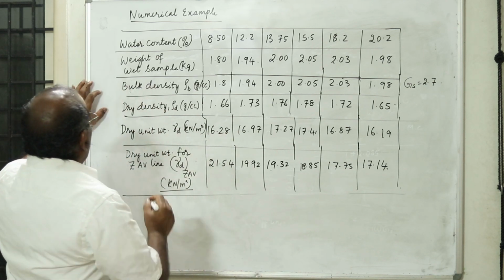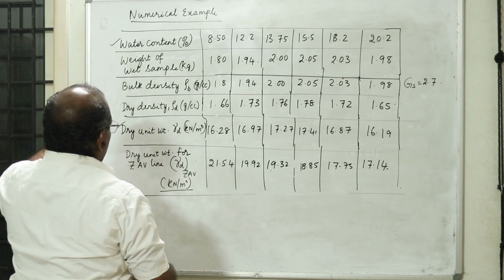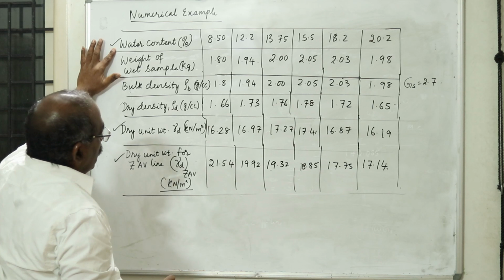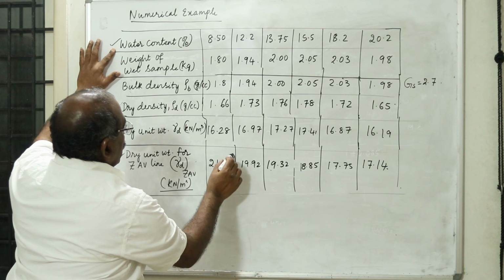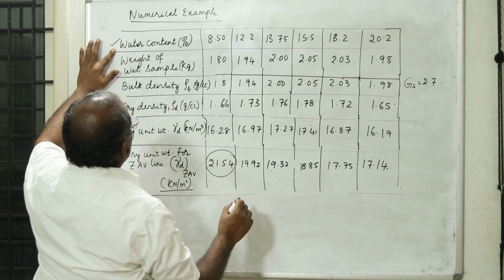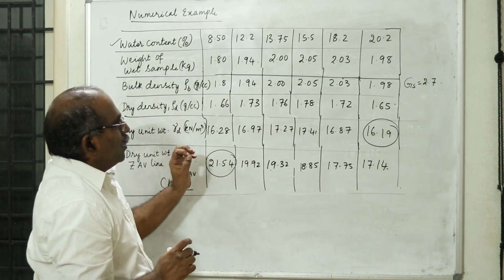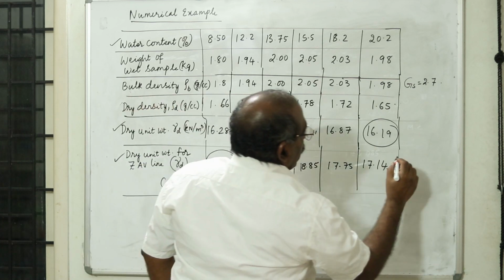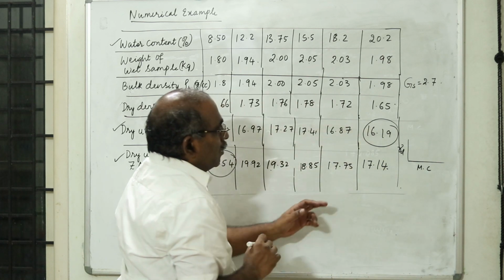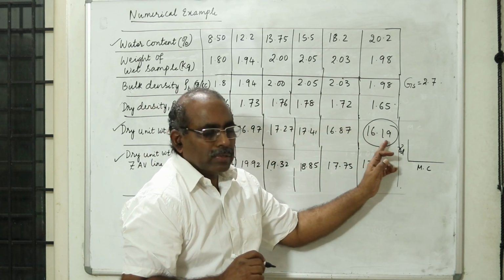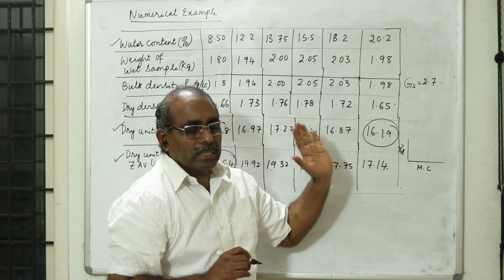Now, look here, you are going to plot this dry unit weight versus water content. Therefore, you have to choose a proper scale. To choose a proper scale, see the maximum value. You got 21.54. What is the least value? The least value is 16. On the y-axis it is the dry unit weight, and on the x-axis it's moisture content. Therefore, you have dissimilar parameters, so you can choose a different scale on both the x-axis and y-axis.